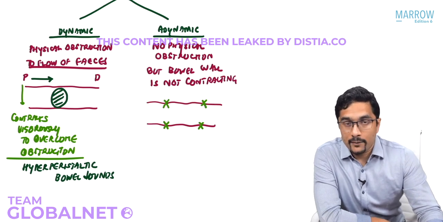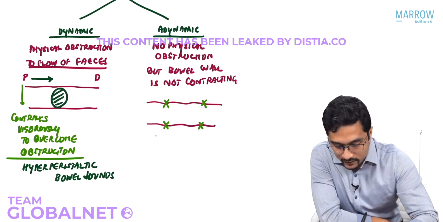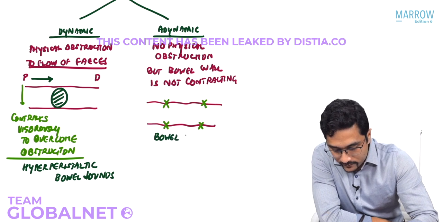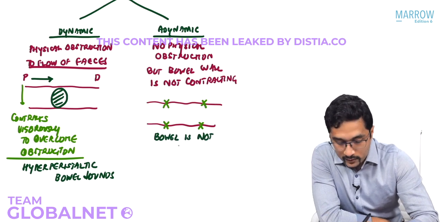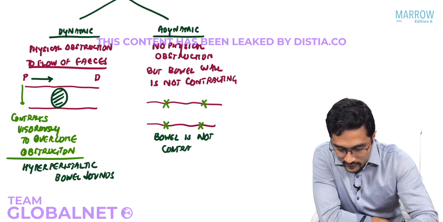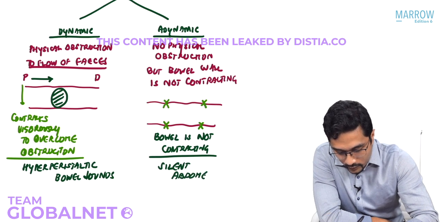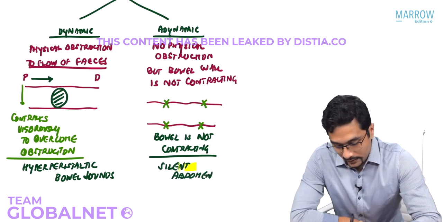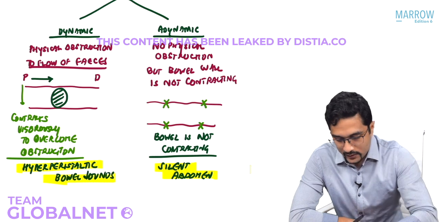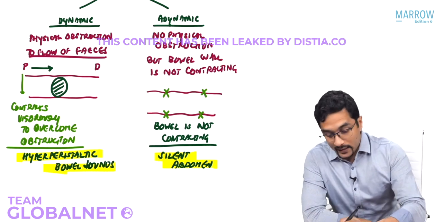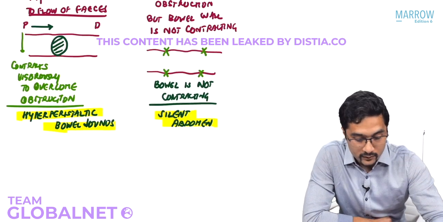in dynamic obstruction. In adynamic obstruction, bowel is not contracting. You cannot blow the horn because your battery is dead. Bowel is not contracting. So you will have a silent abdomen to start with only. So I hope you can appreciate the difference between the two. In adynamic, there is a silent abdomen to start with. In dynamic obstruction, there are initially hyperperistaltic bowel sounds.